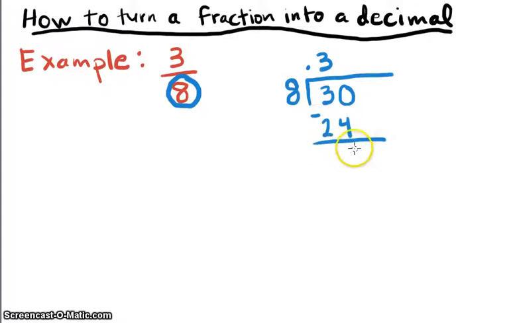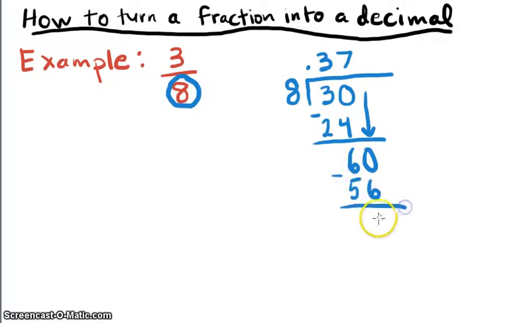Subtract, we get 6. And because 8 cannot go into 6, I have to bring down another 0, an imaginary 0. And we ask ourselves, how many times can 8 fit inside of 60? Well, 8 can go into 60 7 times. 7 times 8 is 56. Here we'll subtract, and we get 4 left over.